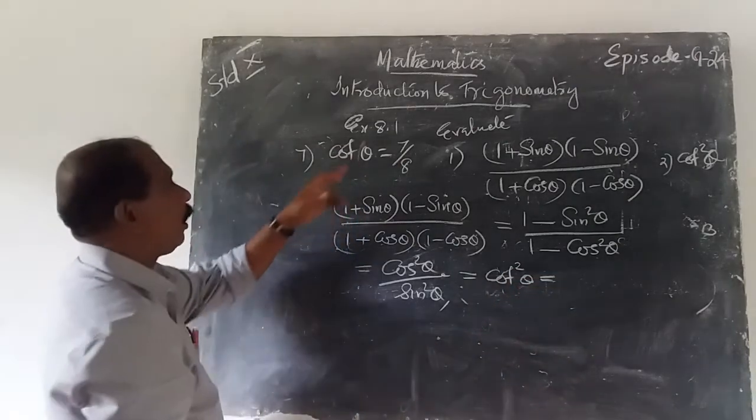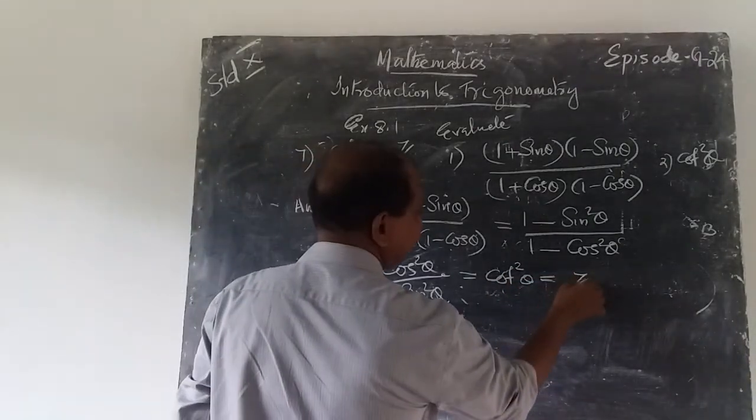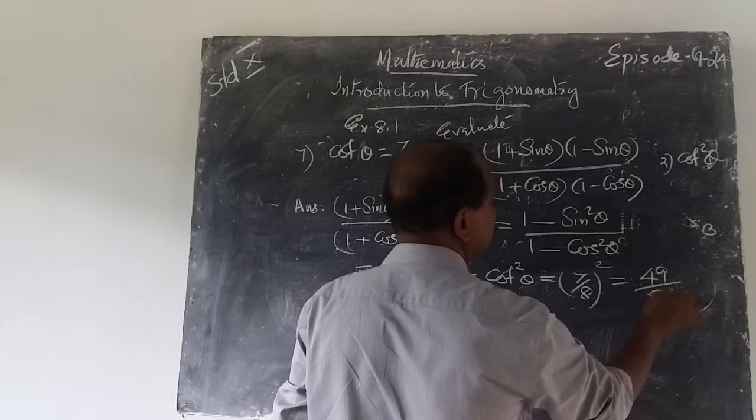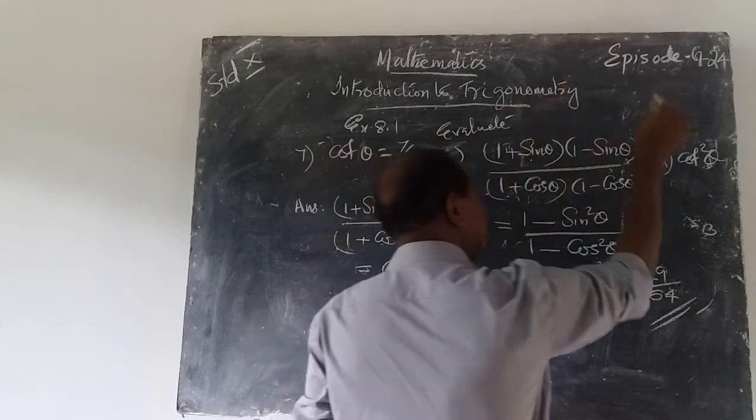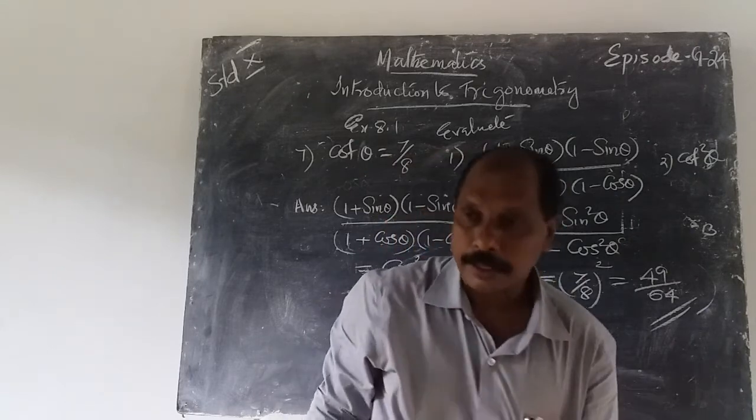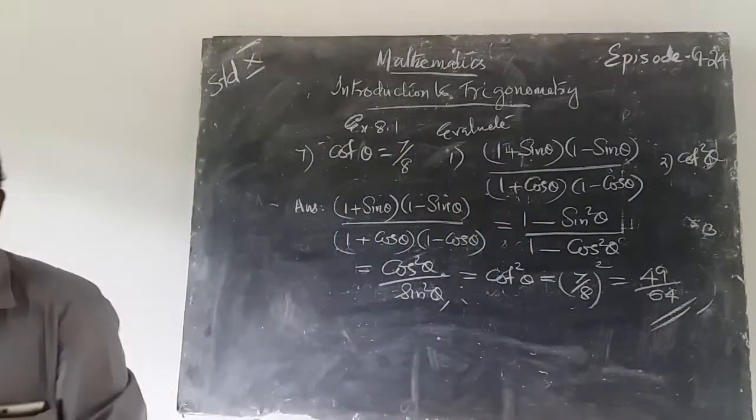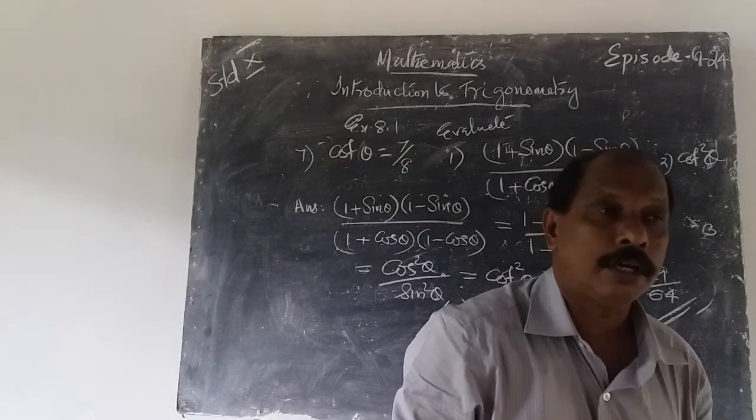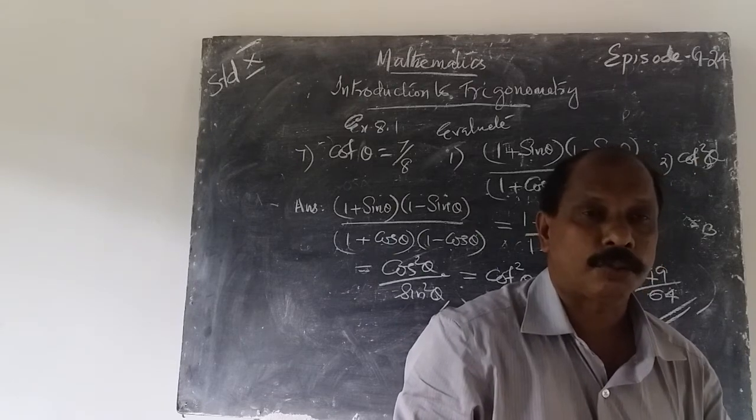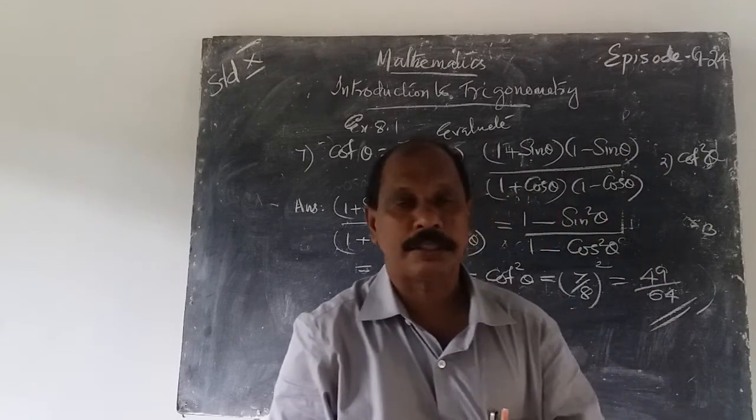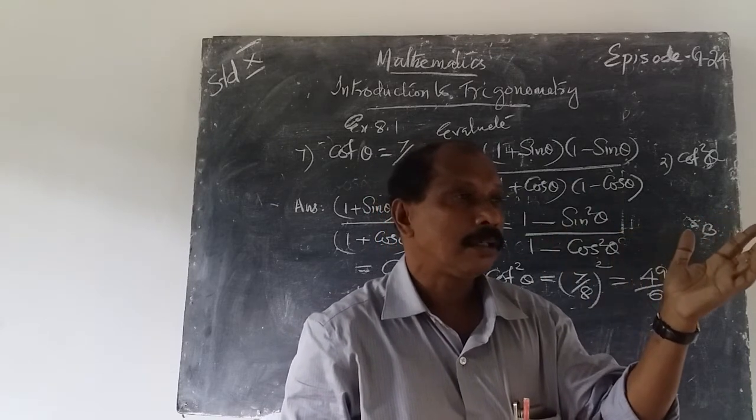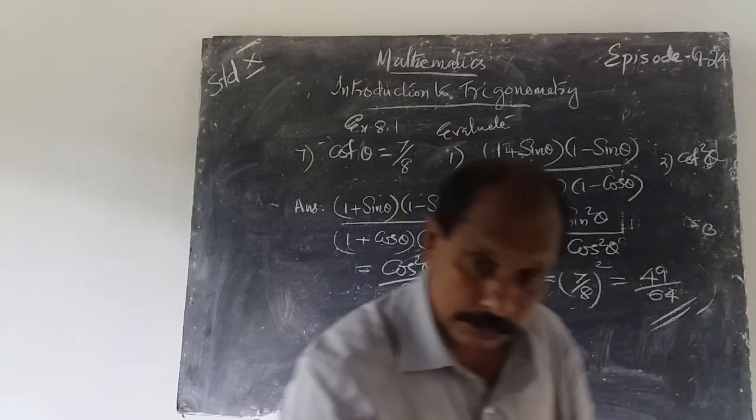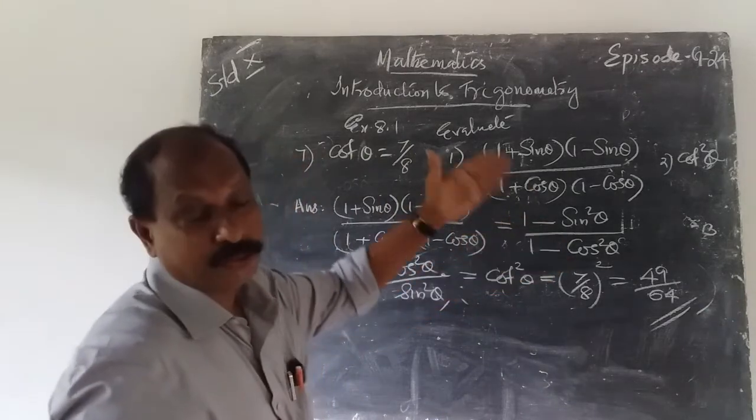See, what is cot theta? 7 by 8. The whole square is equal to 49 by 64. That is the first answer, and also the second. 1 minus sin theta into 1 plus sin theta is 1 minus sin square theta. 1 minus cos theta into 1 plus cos theta is 1 minus cos square theta. 1 minus sin square theta is cos square theta. 1 minus cos square theta is sin square theta. Cos square theta by sin square theta is cot square theta. Cot theta is 7 by 8, therefore cot square theta is 49 by 64. This is the simple method to find the value.